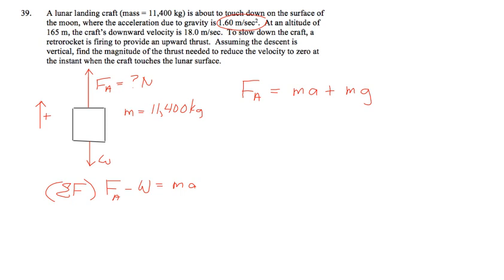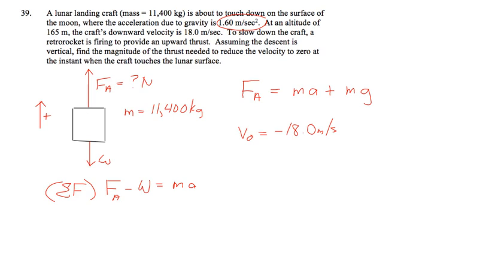And what I know is, if I'm calling up the positive direction, then my original velocity, it says in the problem that at an altitude of 165 meters, the craft's downward velocity is 18, and we want it to slow down so that the velocity will be 0 when it reaches the surface of the moon. So this is my original velocity, and since that's in the down direction and I'm calling up positive, I will write this as negative 18 meters per second.